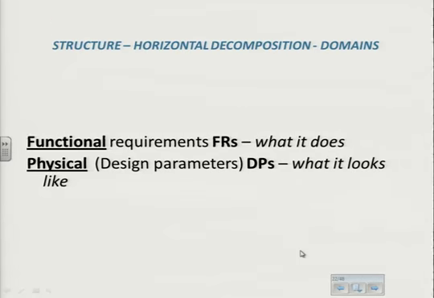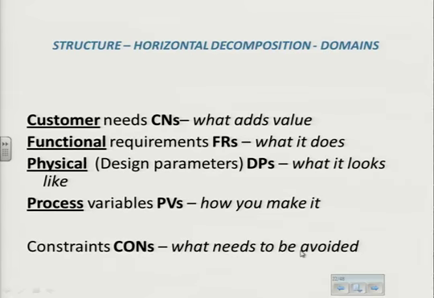Now, we can work primarily with just 2 of these domains. So much of what we'll be seeing in the rest of this lecture refers to the functional and the physical domains. Now, the process domain is important. You might be asking yourself, why would we eliminate the process domain? There's the process variables, and we're talking about process design.